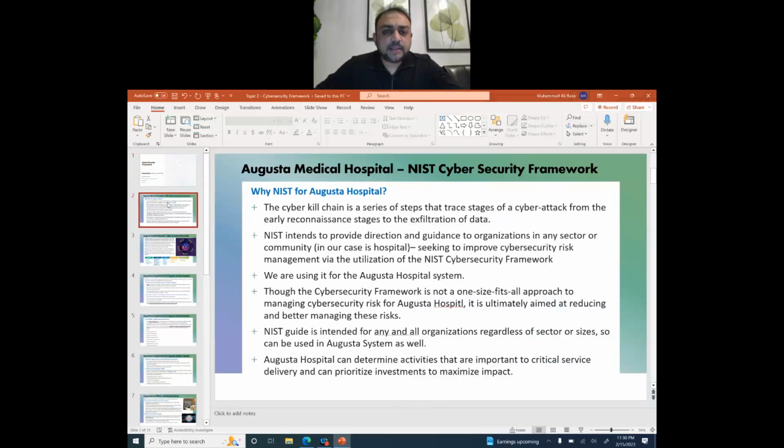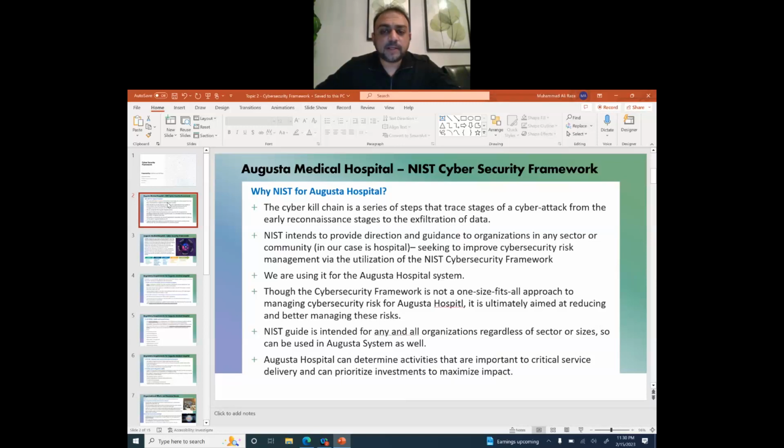So in this slide, we have defined that we're going to use NIST as a security guideline. That's basically going to provide us the cybersecurity framework, and we are going to adopt this NIST framework to improve the cybersecurity.